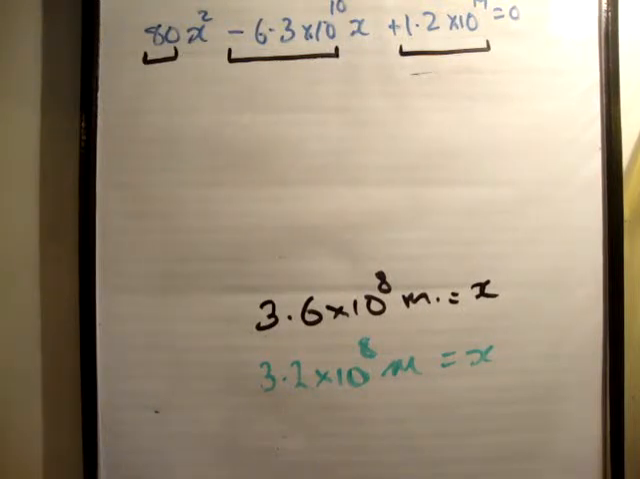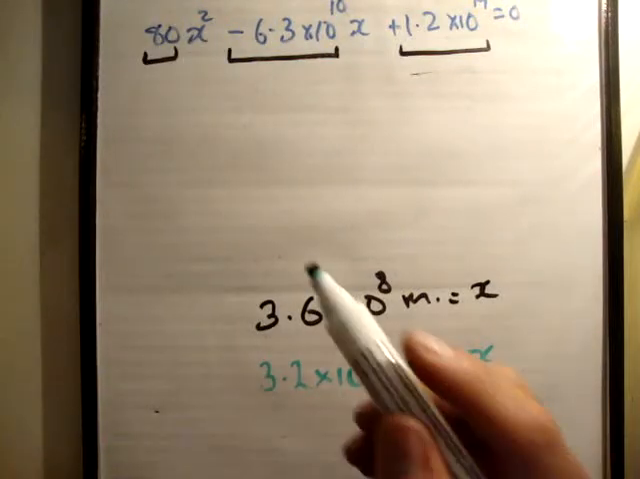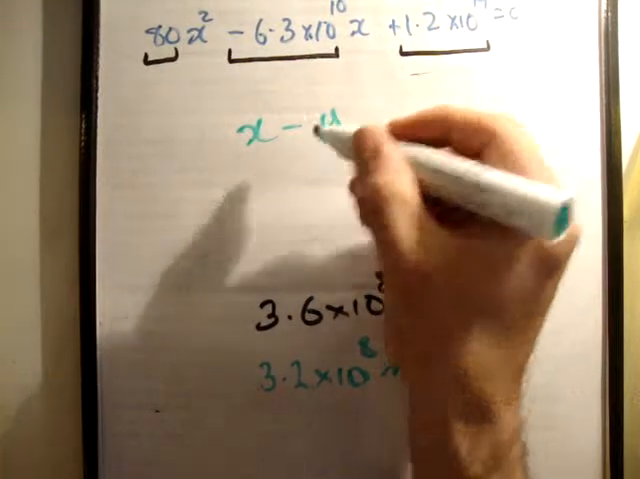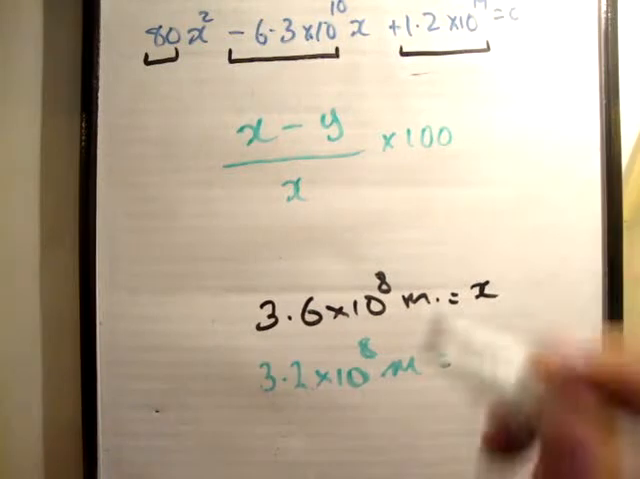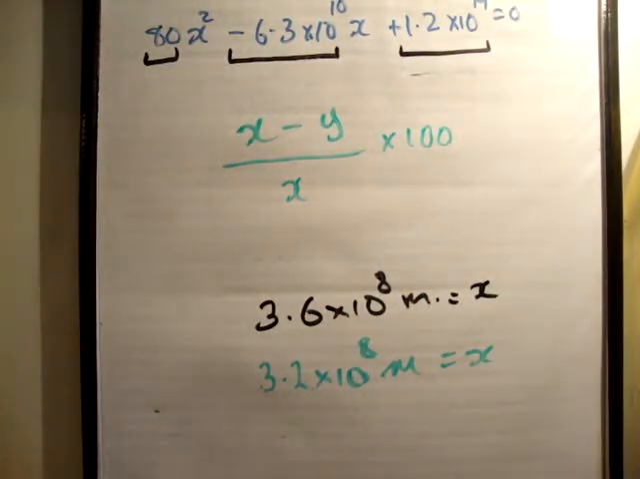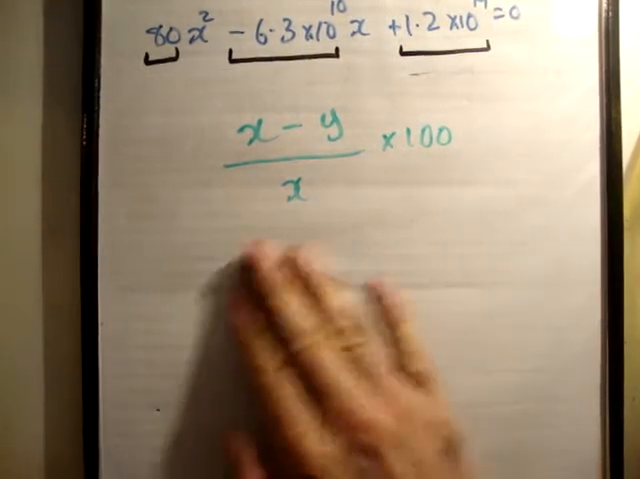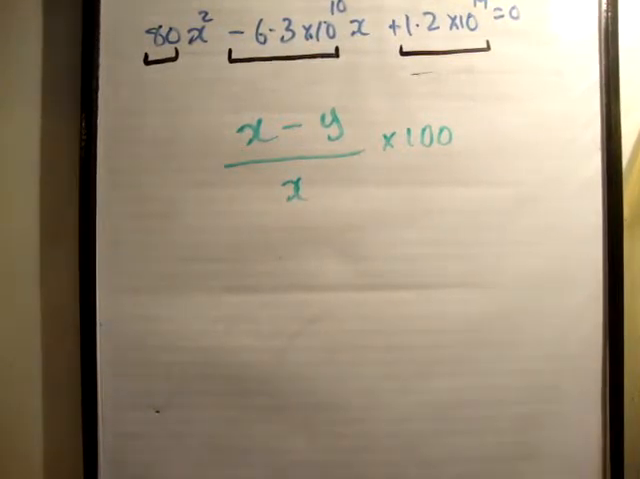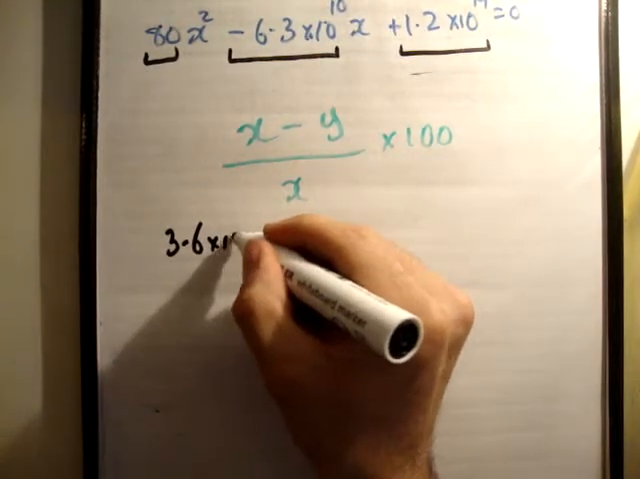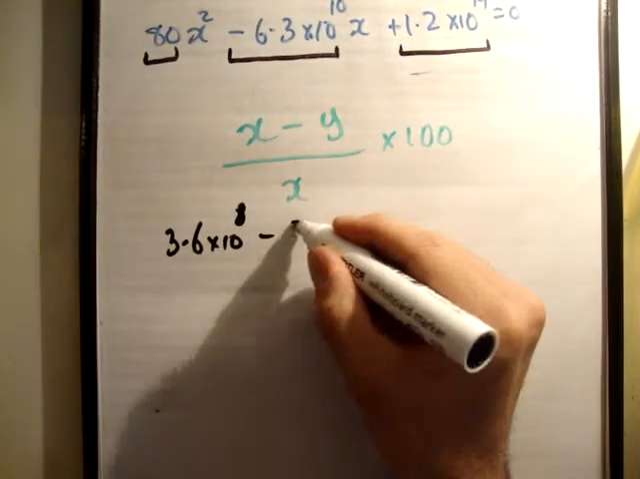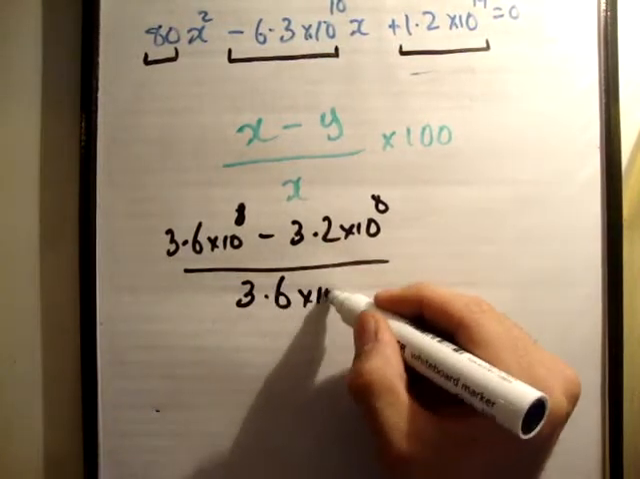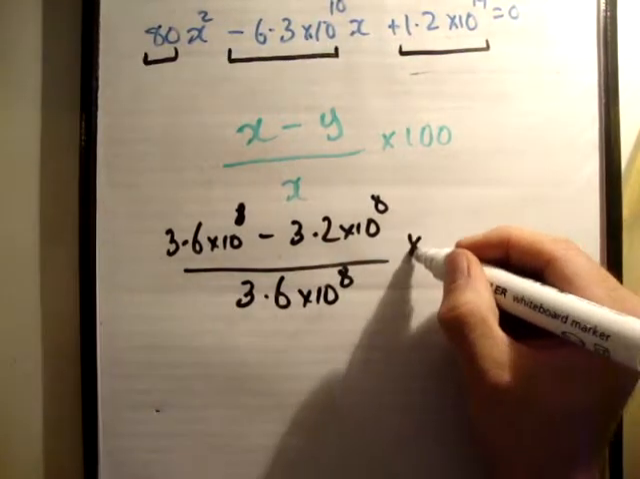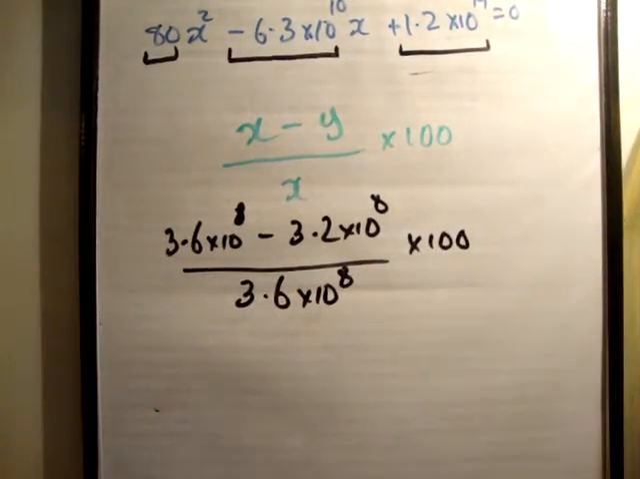So I'd just like to show you something to see how far apart these two figures are from each other. So what you do is the following. You have x minus y over x, and you multiply it by 100. That will give you the percentage difference there is between the two figures. So let's just do what we have here. We have the following: 3.6 times 10 to the 8 minus 3.2 times 10 to the 8 divided by 3.6 times 10 to the 8, multiplied by 100, and let's see what that gives us.